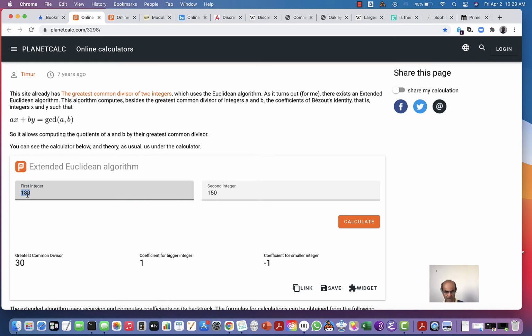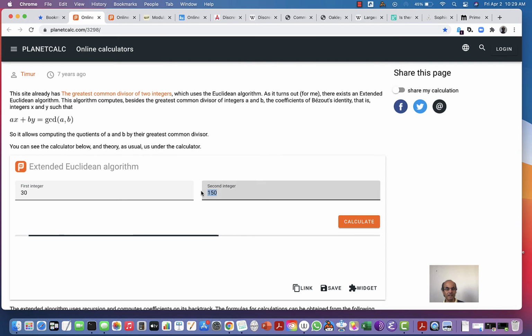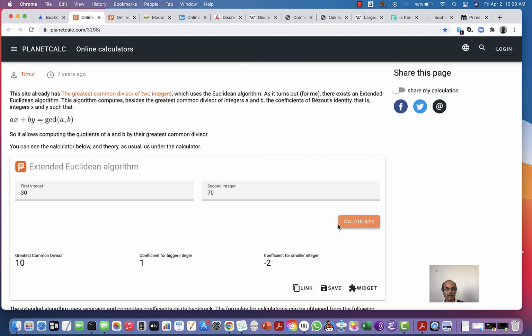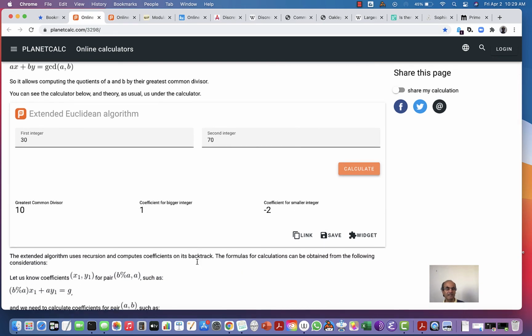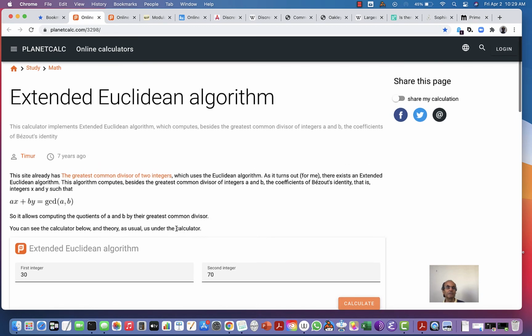So let's say we type in 30 and 70 and see what we get. So it says the greatest common divisor is 10, and it tells you the two coefficients to write 10 as a linear combination of these two. And there's a lot of these calculators.